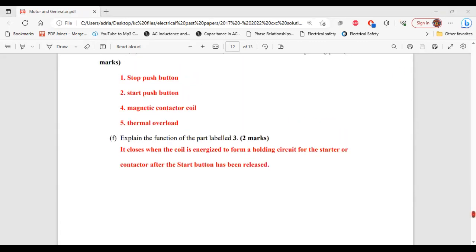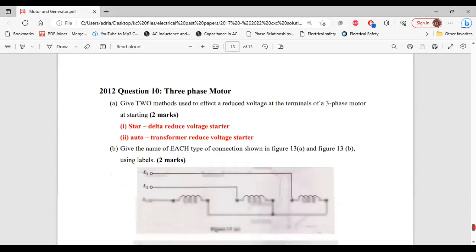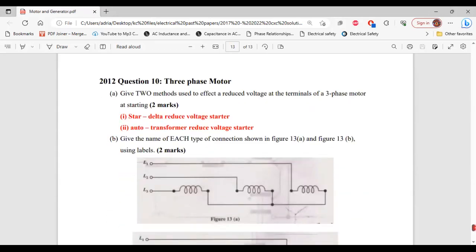All right, so let's move on to the next question. So this is question 10 from the 2012 past paper. Part A, it says give two methods used to effect a reduced voltage at the terminals of a three-phase motor at starting. So the two methods are star delta reduced voltage starter and auto transformer reduced voltage starter. All right, so that's it for part A.